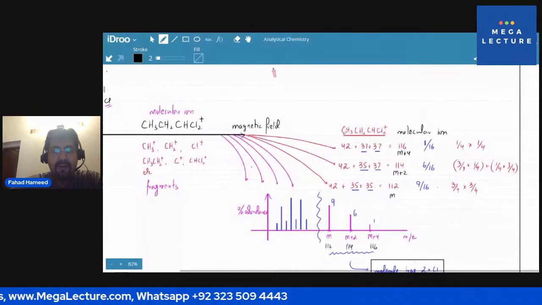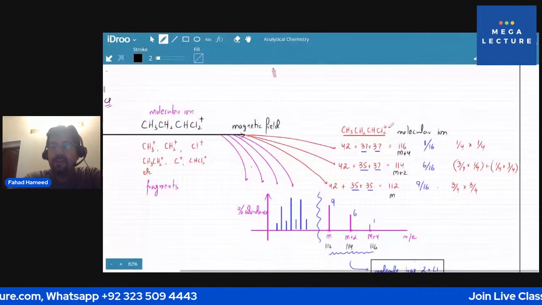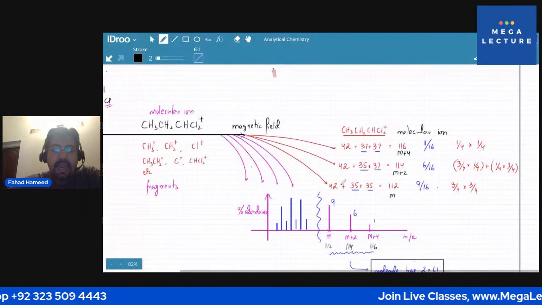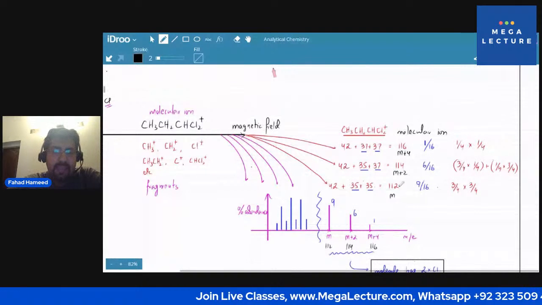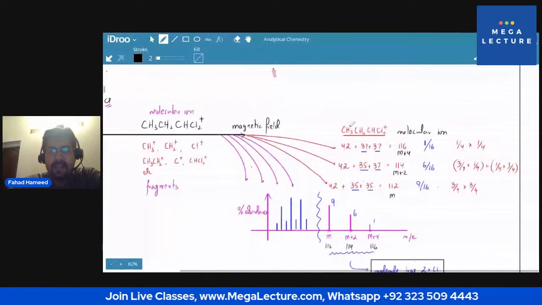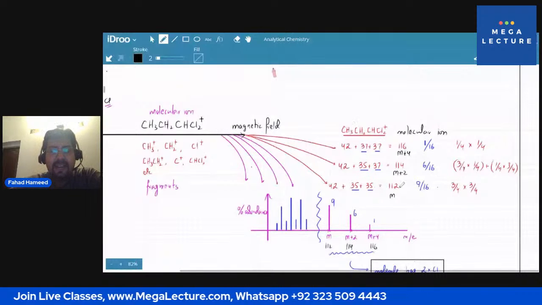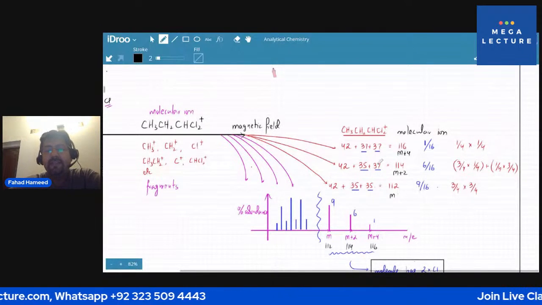There would be three different particles that would be referred to as the molecular ion. Either both Cls are 35, so that's 112. That gives you an Mr of 112, relative mass of 112. So that's your lighter version, that's the M peak. Then one of the Cls could be 37.